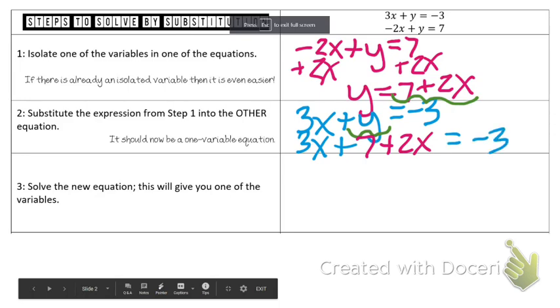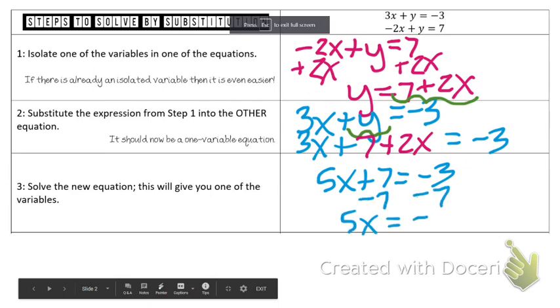So now I have 3x plus 7 plus 2x equals -3. 7 plus 2x is interchangeable with y because it is equal to y. But now that it's written this way, I only have one variable in the equation, and I should be able to combine like terms and solve. So I should be able to do 3x plus 2x is 5x plus 7 equals -3. Subtract my 7, 5x equals -10, and then divide by 5. So now I was able to figure out that when they intersect, the x value has to be -2.